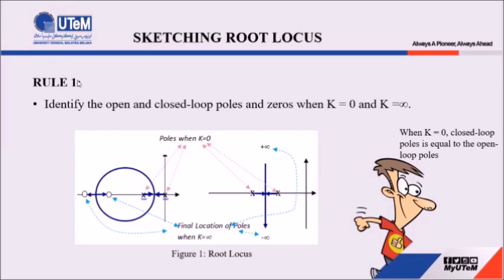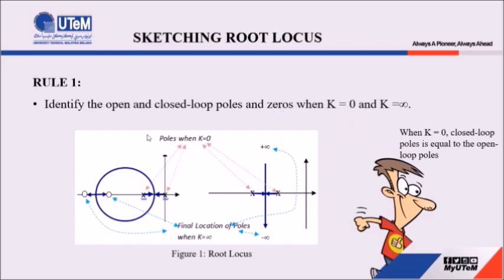Now let us go through rule number 1. Rule number 1 is to identify the open loop and closed loop poles and zeros when k equals 0 and k equals infinity. Keep in mind, poles on the root locus refer to the closed loop poles. The location of these poles depends on the value of k, which is varied from 0 to infinity. When k is equal to 0, the location of closed loop poles is equal to the location of open loop poles, which is considered as the starting location of the root locus.